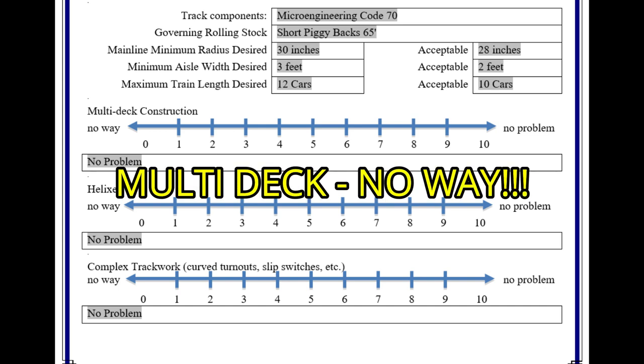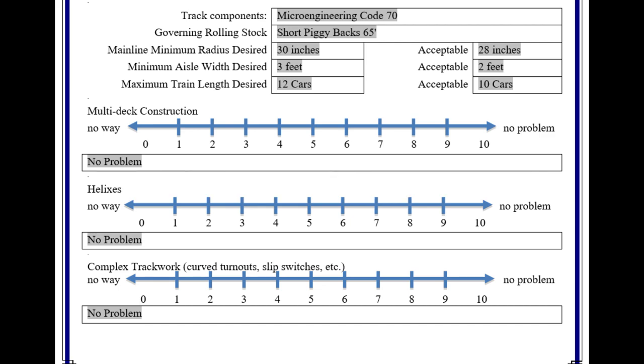As far as track work was concerned, the complexity wasn't an issue either. But then after looking at the prototype and the track diagram for the Marshline, I realized that I really didn't have much in the way of complex track work. So that wasn't going to be a problem anyway, but just wanted to write it out and say, hey, no problem.